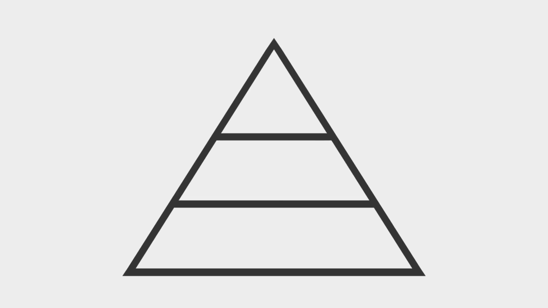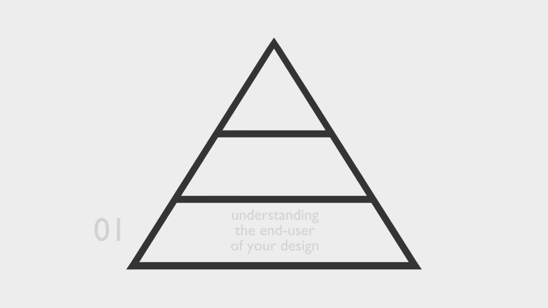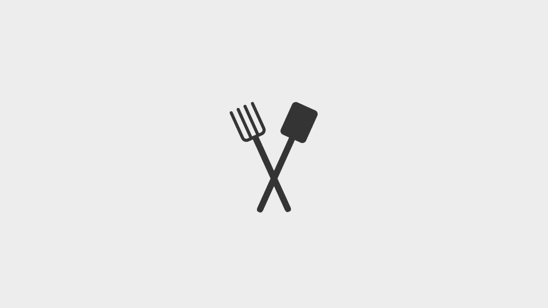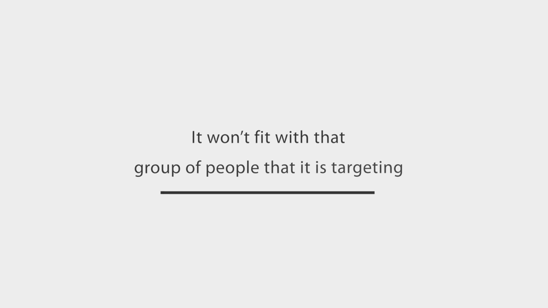But let's take a look at the base of the pyramid, and here we have understanding the end user of your design. If you are working on a design project for a client, then you're not designing it for yourself, you're designing it for a very specific group of people. But do you even know who those people are? If a writer is commissioned to write an article for a female fashion magazine, then that person isn't going to start writing about sports cars or gardening tools. Now, why is that? Well, the obvious answer is because it's likely not going to appeal to the end user and won't fit with that group of people that it's targeting.